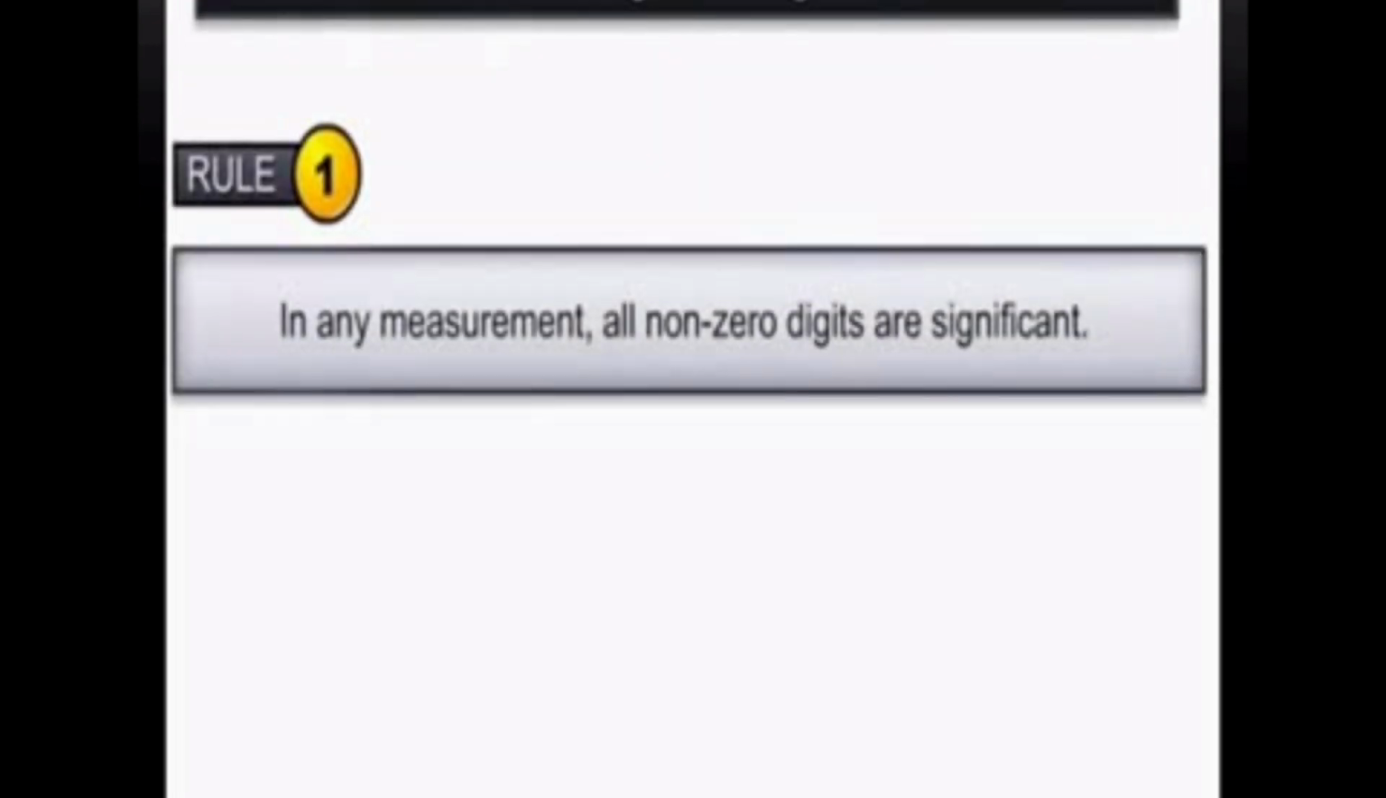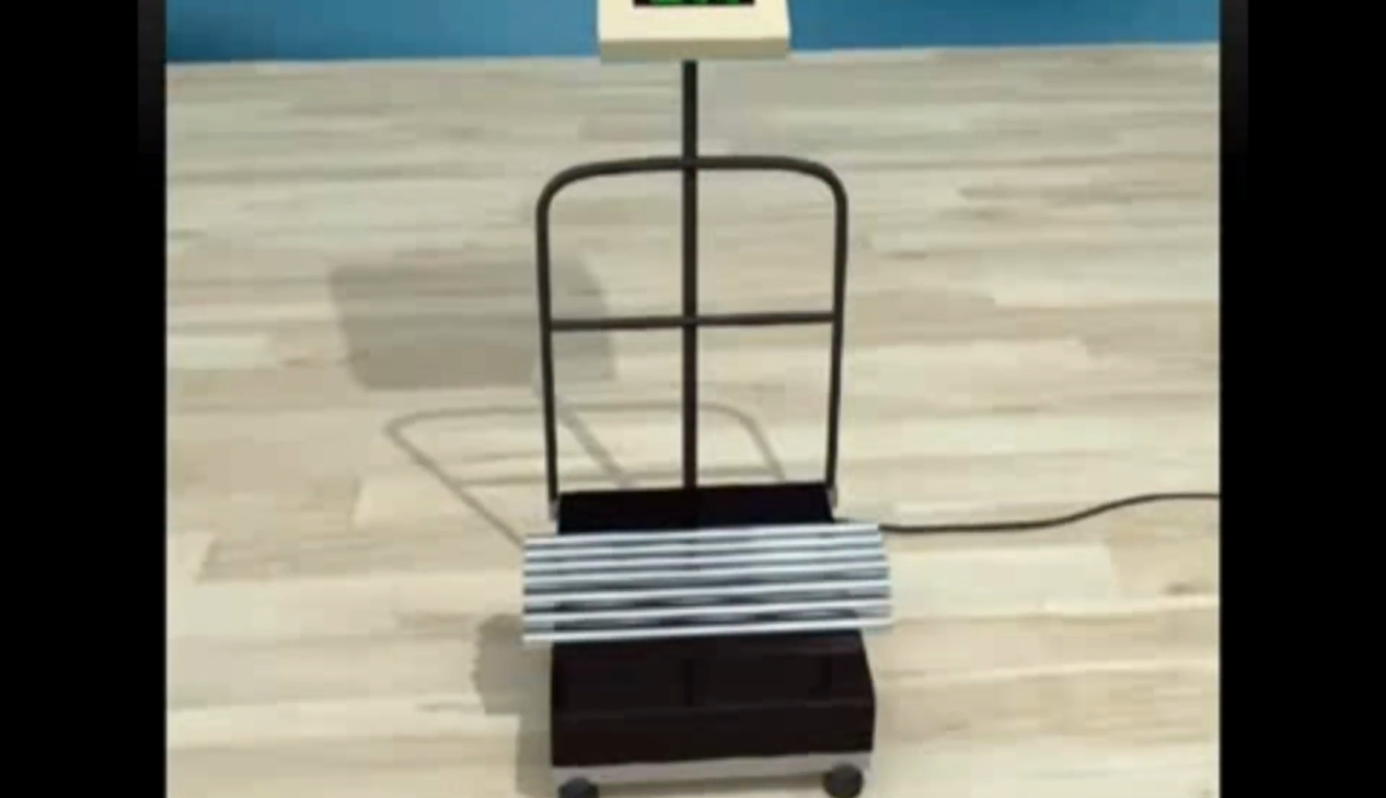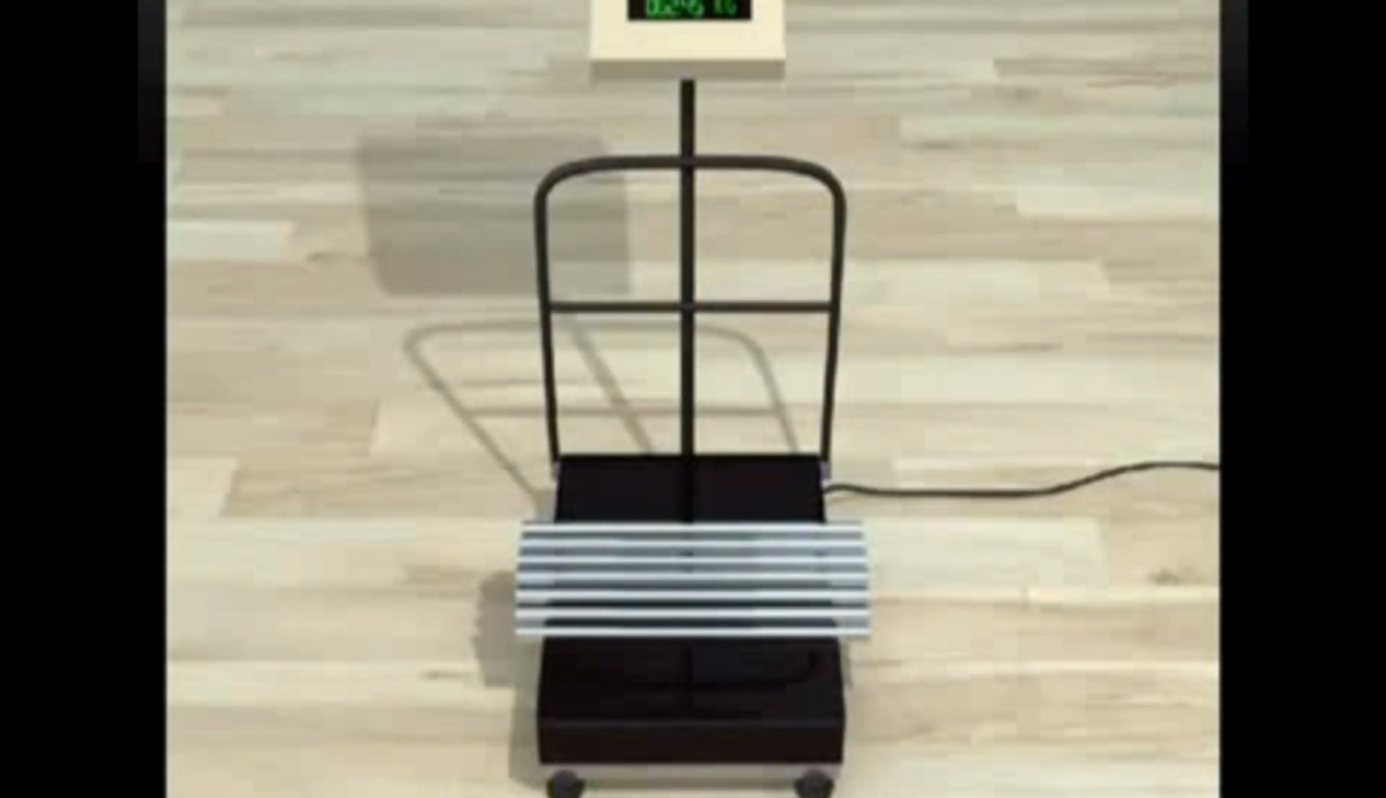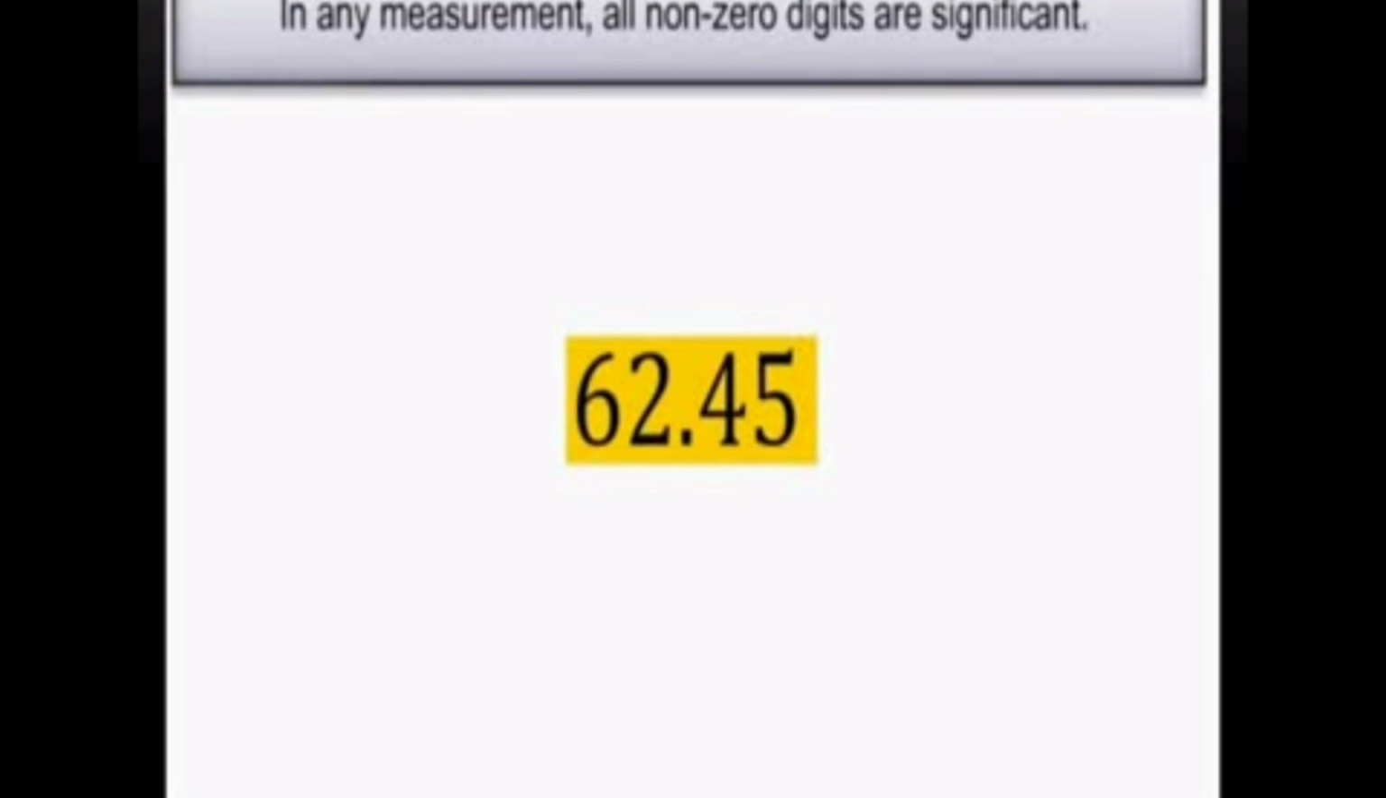So what are the rules? First rule: in any measurement, all non-zero digits are significant. That means 1 to 9, all the numbers are significant. Now you can see that we are measuring that rod. The weight is 62.45 kilogram. That is the weight of the rod. Here all the numbers are non-zero digits, so the significant numbers are 4.